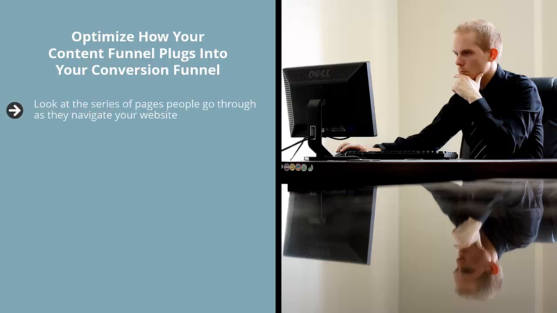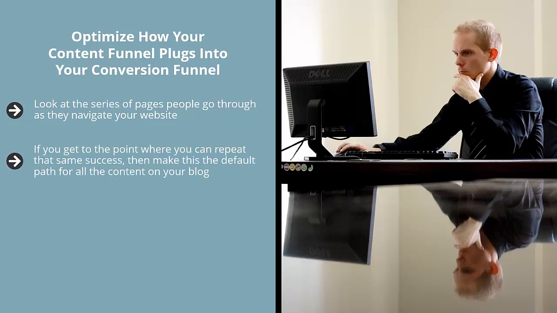Look at the series of pages people go through as they navigate your website. Do you notice that a certain path is more popular than the rest? Read each page on that path and see if you can recreate that path for new pieces of content. If you get to the point where you can repeat that same success, then make this the default path for all the content on your blog.